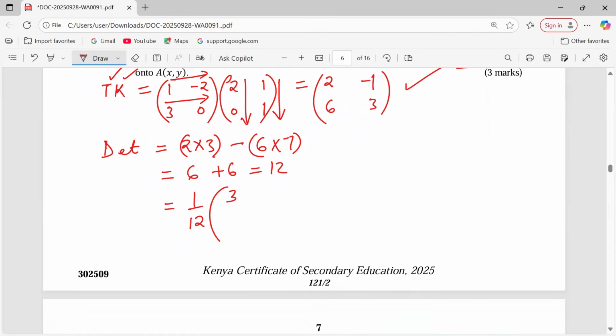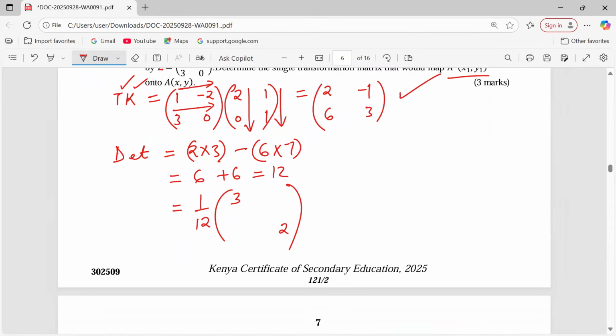3 takes the position there, and 2 the position here. We usually say that elements in the main diagonal change positions. 2 goes down as 3 goes up. Then for the elements in the other diagonal, the signs shall change. This becomes 1, and this becomes -6. So you can already get your mark at that point, but if further simplification is possible, then you can.